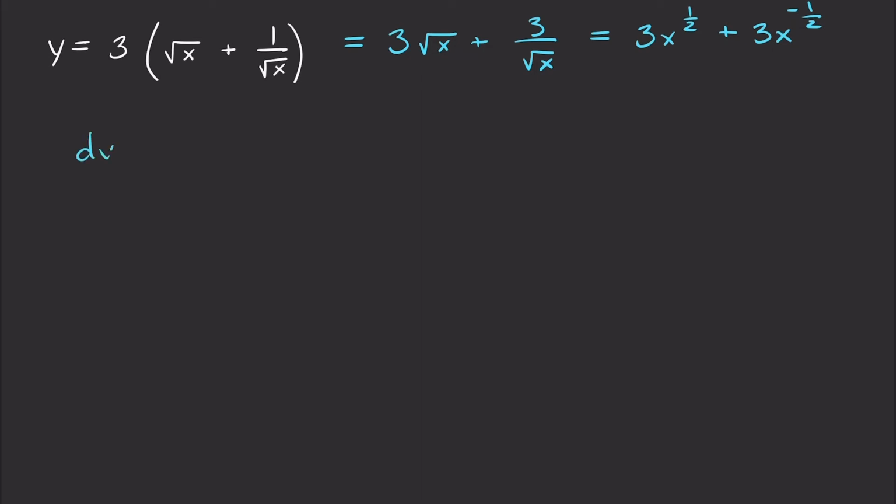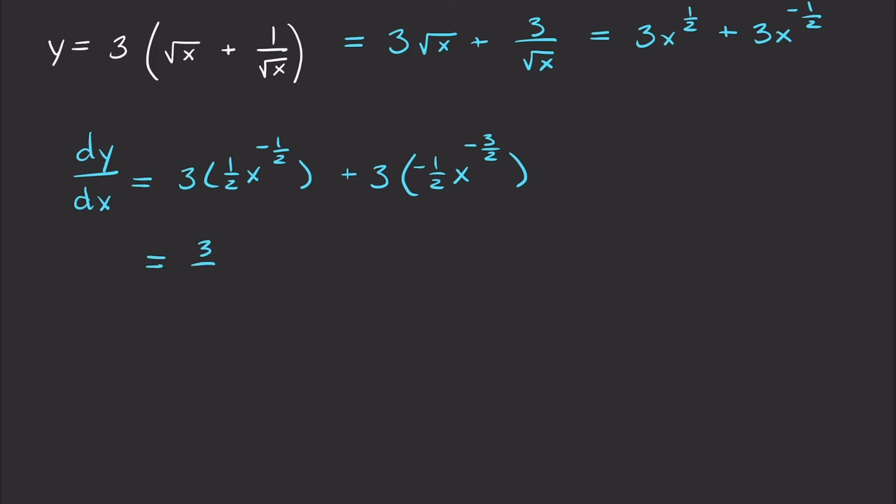Now we can take the derivative term by term. We'll pull out the 3 in front, bring down our power of 1/2, and then 1/2 minus 1 is a minus 1/2, plus 3, again bring down minus 1/2 now, and then minus 1/2 minus 1 will be minus 3/2. And so now we can simplify and rewrite this.